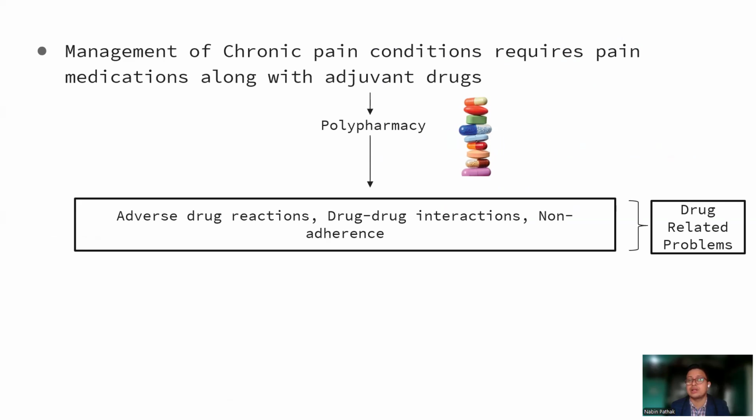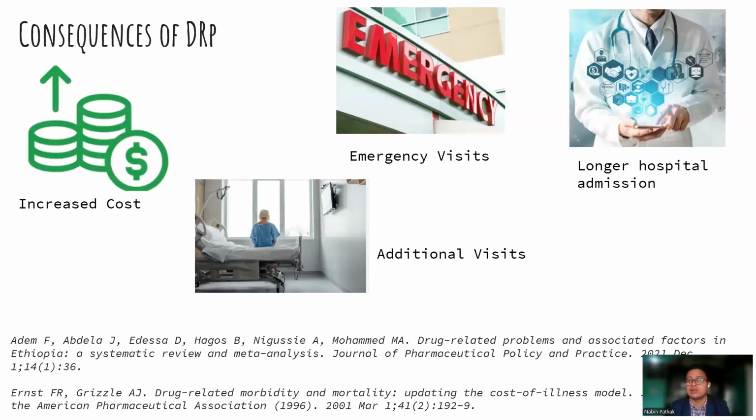As a result, this creates a condition known as polypharmacy, and literature also shows that because of the existing polypharmacy, it can result in several conditions such as drug-drug interactions, thereby increasing the chances of adverse drug reactions, along with cases of non-adherence. This culmination of all conditions such as adverse drug reaction, drug-drug interaction, and non-adherence can be collectively called drug-related problems. The consequences of DRP are quite huge.